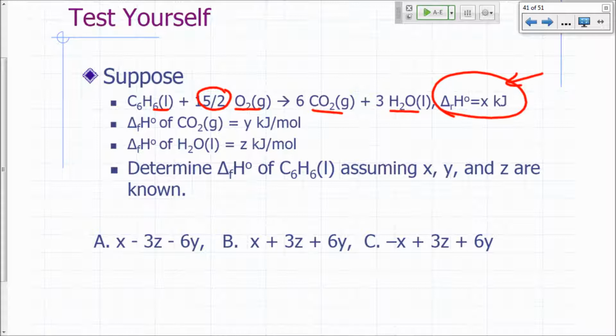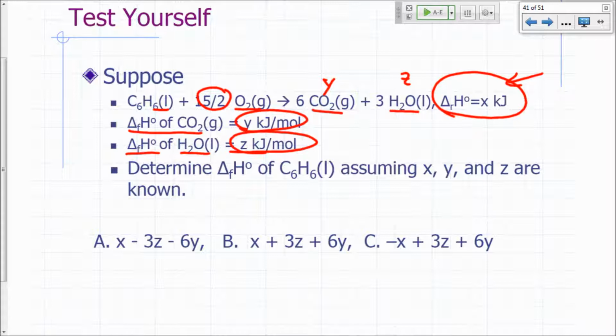So this is something you can easily measure. Now, delta H of formation of CO2, you can look that up from tables at the back of your book or from the internet. And delta H formation of liquid water, that's also something you can easily look up. So let's assume you know this value to be Z kilojoules per mole for water, and it is Y kilojoules per mole for CO2. Okay?